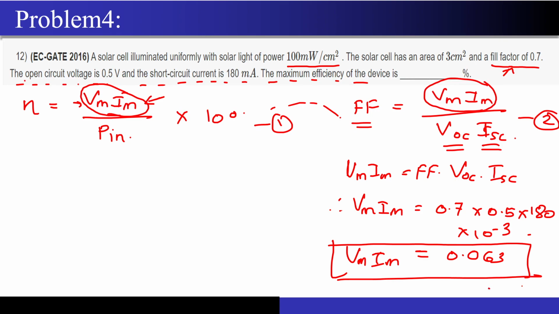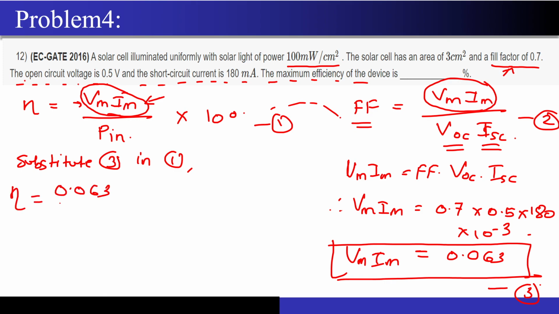Let me highlight it as equation number 3. Now what I will do is substitute 3 in 1. So what will I get? The efficiency will be 0.063 into the power that I am incident. But this is in watts, while the incident power has been given in watts per centimeter square. I have to multiply it with the area to get the units in watts. Correct? So now this Pin will be multiplied with the area.